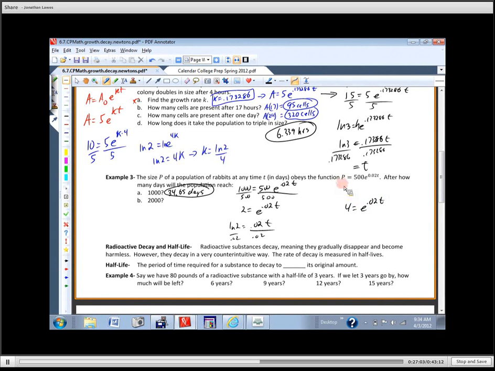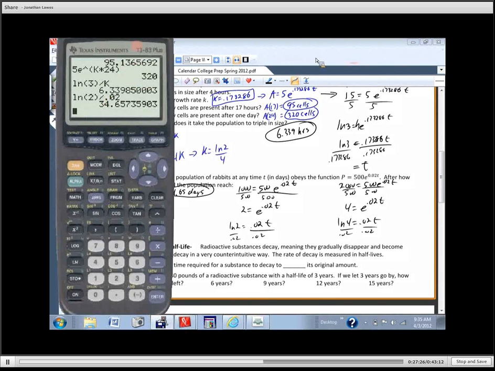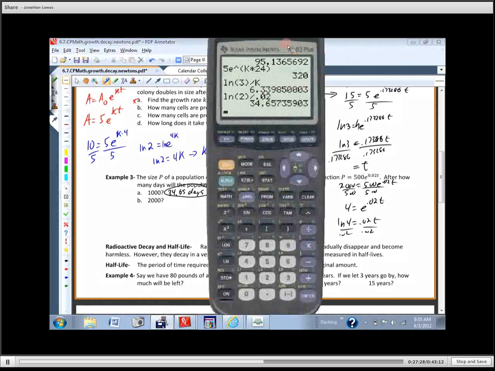Now, just for the heck of it, I'm going to put 2,000 here. 500 e to the 0.02 t. If I divide both sides by 500, 2,000 divided by 500 is 4. So this is going to be the ln of 4 equals 0.02 t. We're going to divide by 0.02. So same calculation we did before, it's just we're going to have ln 4 rather than ln 2.